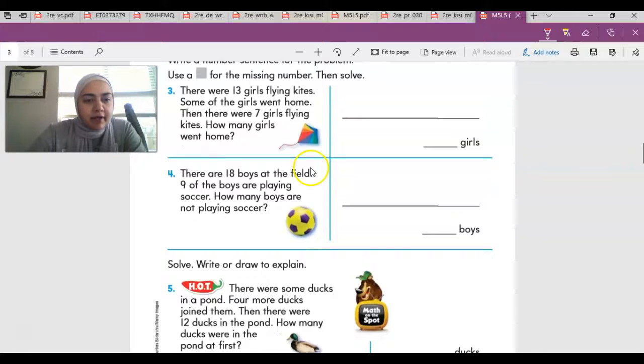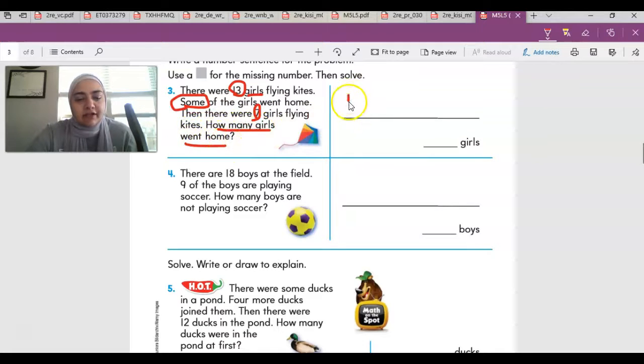Let's see number 3. There were 13 girls flying kites. Some of the girls went home. Then there were 7 girls flying kites. How many girls went home? So at first there was 13. And some went home, so they're going away. So some went away means subtract.